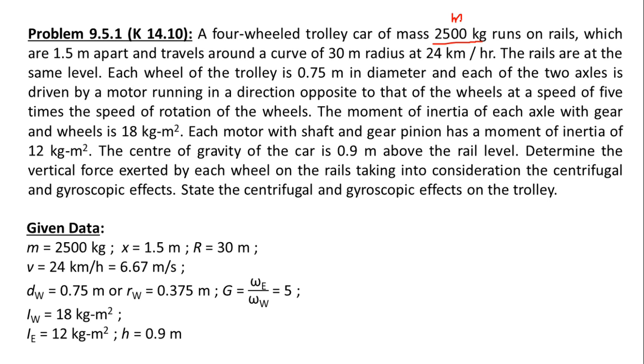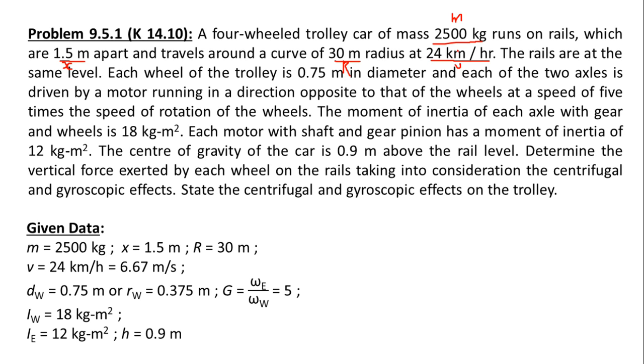2500 kg runs on rails which are 1.5 meter apart is your x. And travels around a curve of 30-meter radius is your capital R, and at a speed of 24 kilometers per hour is your V velocity, changes into meter per second. The rails are at same level.